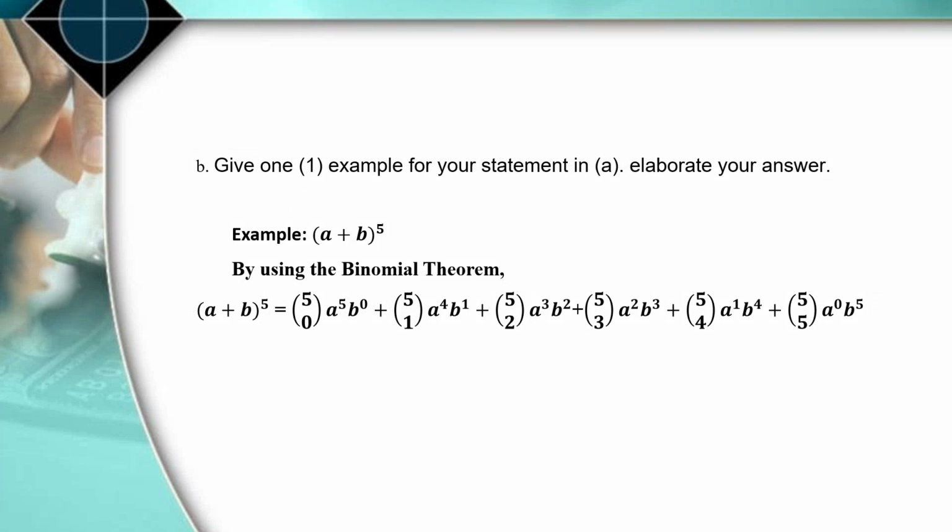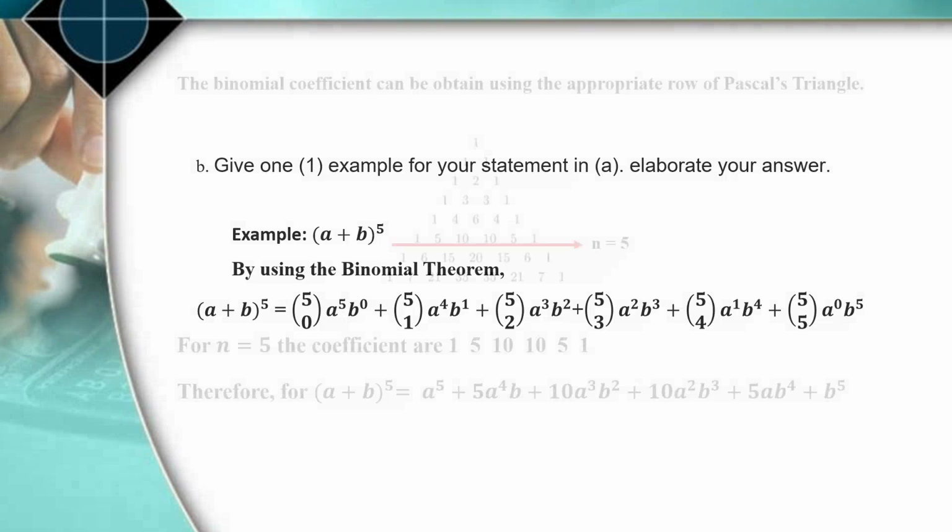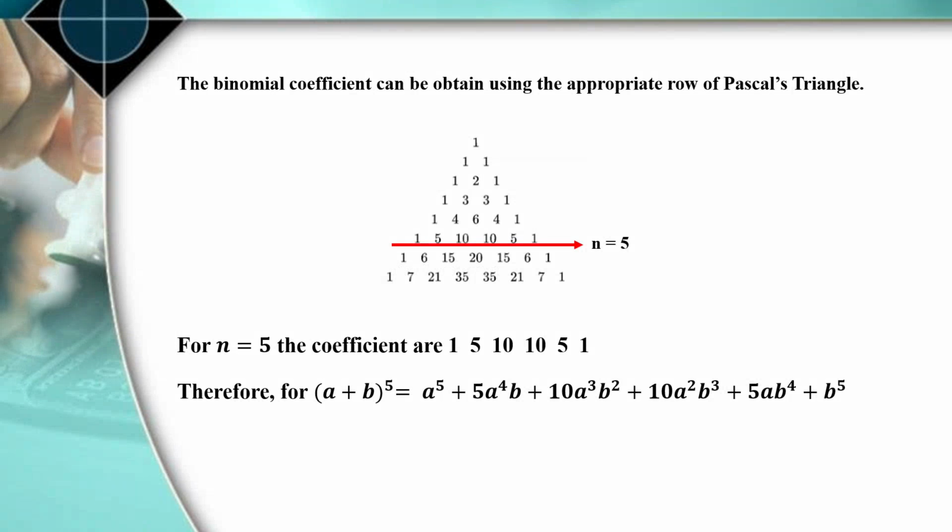Elaborate your answer. Let us use an example of a plus b to the power of 5. By using the binomial theorem, substitute the a and b as in the theorem. And now we can obtain the binomial coefficients using the appropriate row of Pascal's triangle. This is the Pascal's triangle, and we know that the n value is equal to 5. So, for n equals 5, the coefficients are 1, 5, 10, 10, 5, 1.